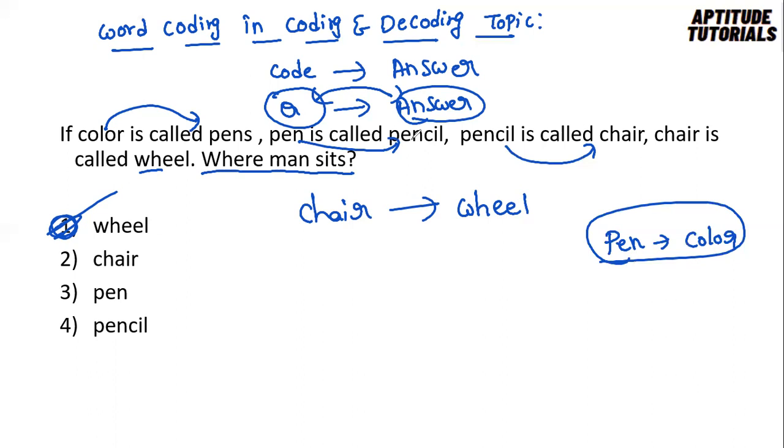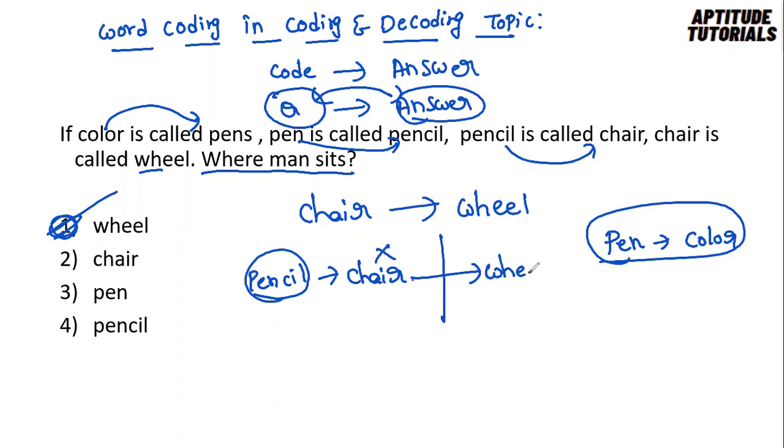Here, actually, chair is the last word they have given and chair is called wheel. So directly we can say that if chair is your answer, then you have to code it as wheel. Let's say if you got the answer as pencil, then pencil will be coded as chair. And you need to stop the coding process there itself. You can't code further saying that chair is wheel.